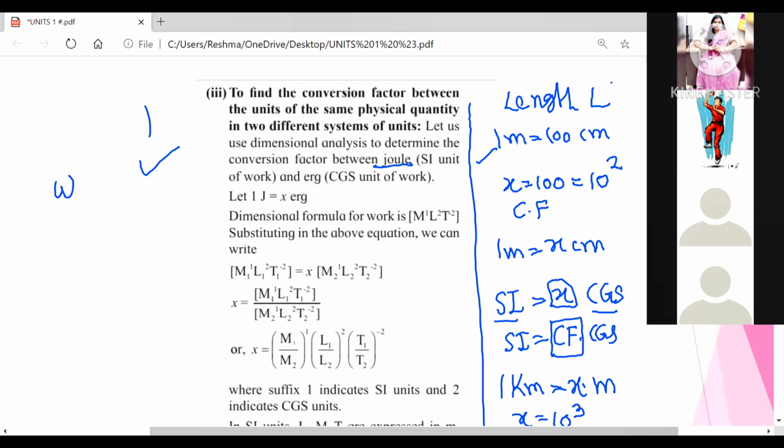In CGS system, the unit of work is erg. These two are the units for the different systems. Thus here we are finding the x value. 1 joule is equal to how much erg?